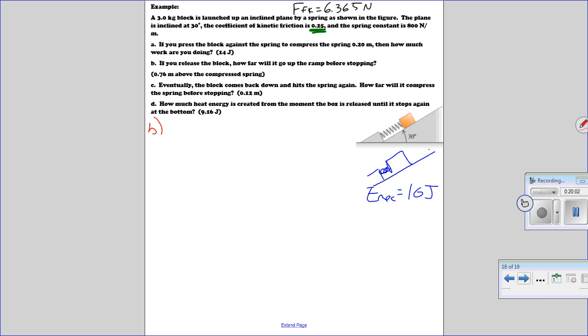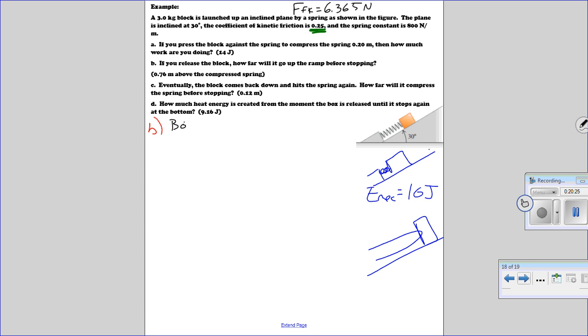After you let go of it, the block is going to slide up the ramp, right? So it's going to go up the ramp, stop, and come back down. So here's the point where it stops. And friction is doing work. But now friction is your only non-conservative force, right? So here's what we know.